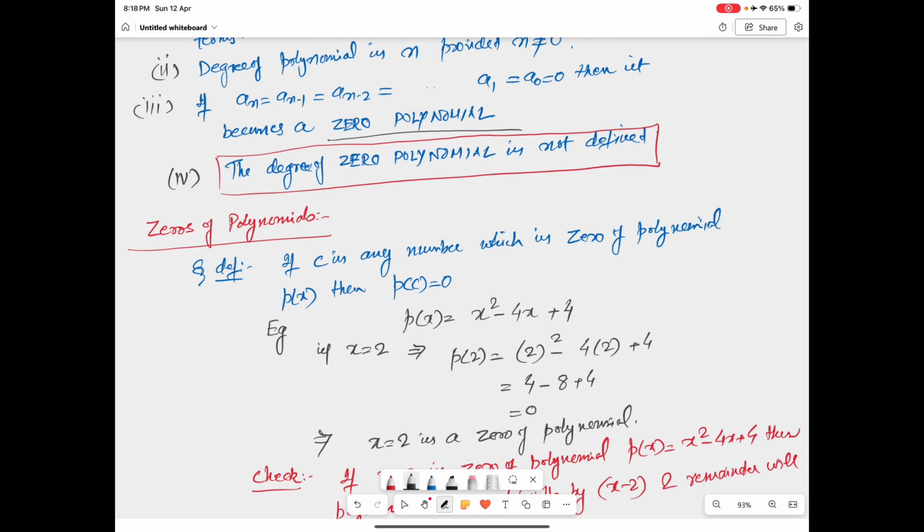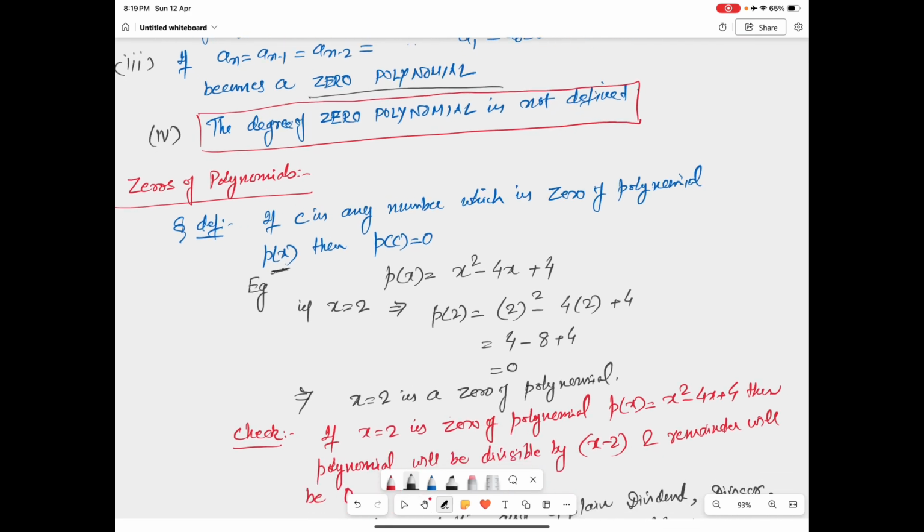If c is a number which we call a zero of a polynomial p(x), that means if there is a polynomial defined as p(x) and c is a zero of it, then p(c) is 0. If I replace the value of x with c, then p(c), the value of the polynomial, should become 0. I will explain this with an example: p(x) equals x square minus 4x plus 4.